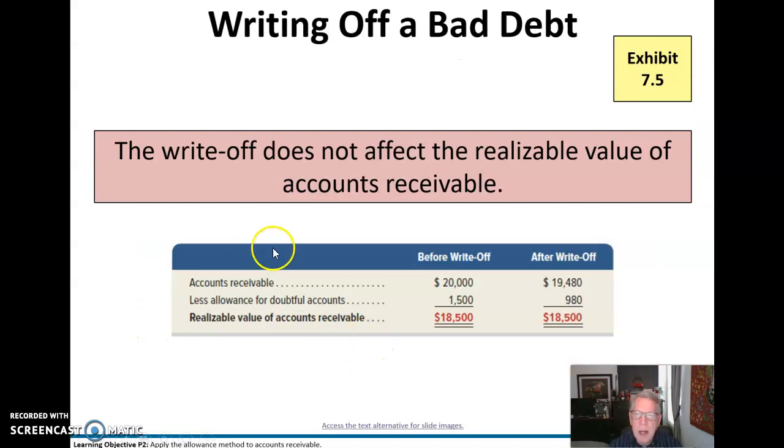Now, the interesting thing about this is that when we write off a bad debt using the allowance method, you can see that the realizable value of accounts receivable is unchanged. Here we started with $20,000. We had an allowance of $1,500, and that gave us a net accounts receivable of $18,500. But after the write-off, the $20,000 goes down to $19,480. The $1,500 goes down to $980, and the realizable value remains the same at $18,500. An important concept.